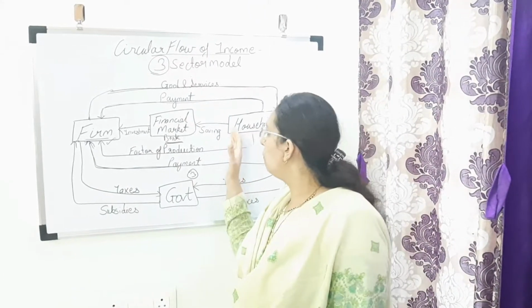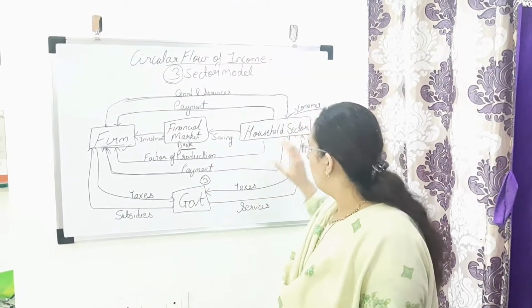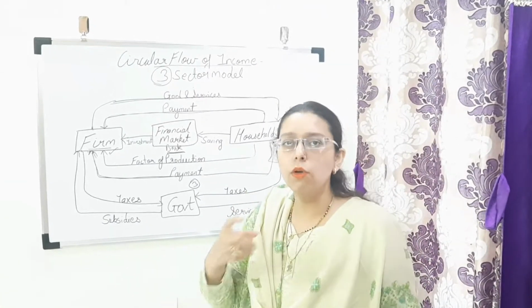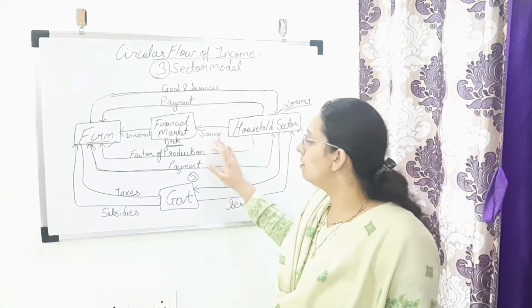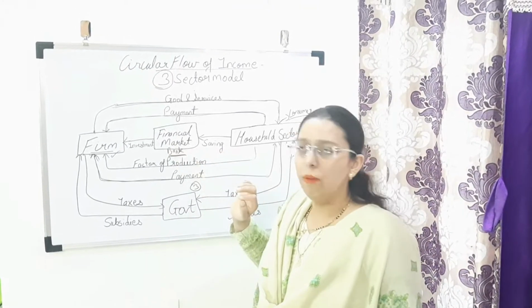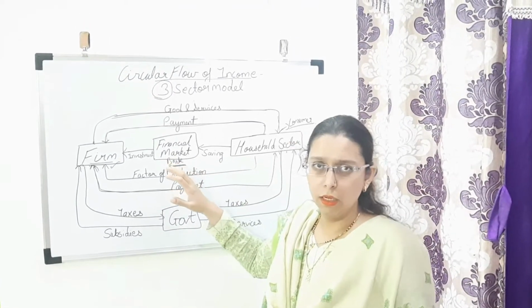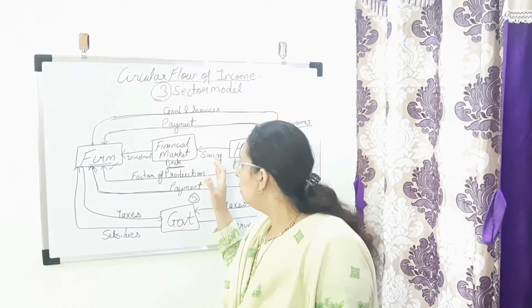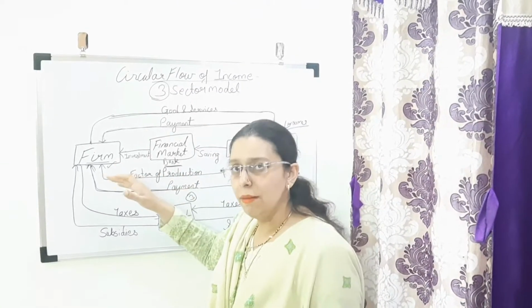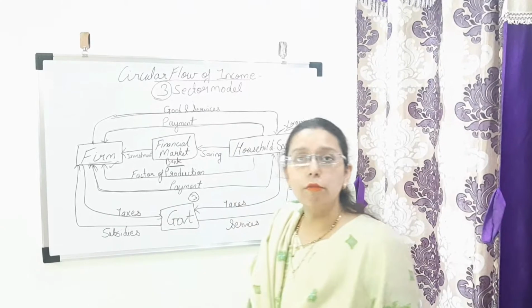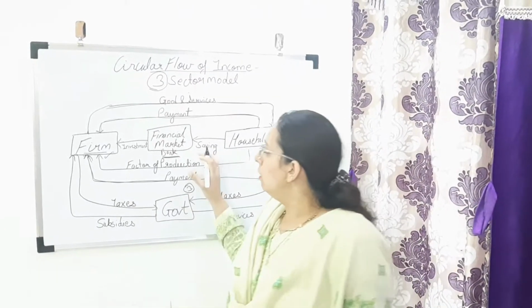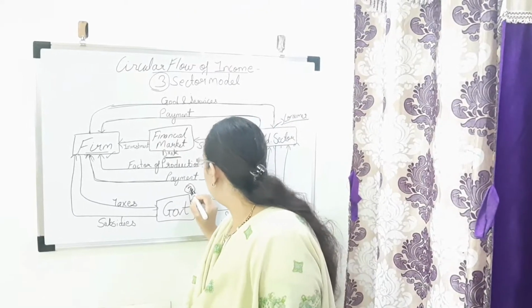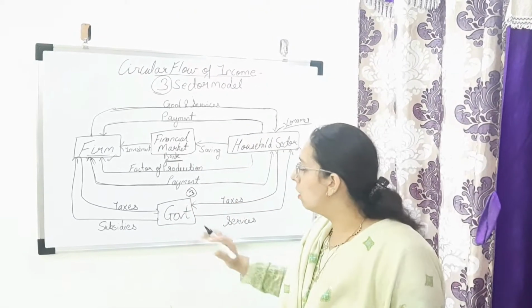Right? So here also the flow of income takes place. Household never spends its total income on goods and services. Some amount of money is saved in the financial market, in the bank, or in other forms, and that saving is used by the bank for investment in the firms and industries.